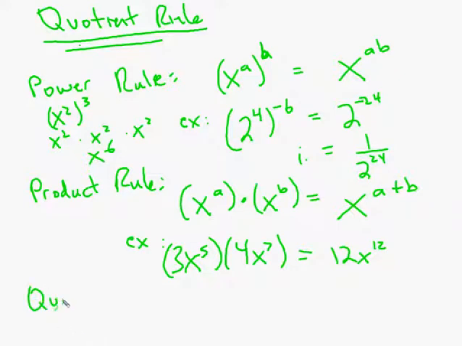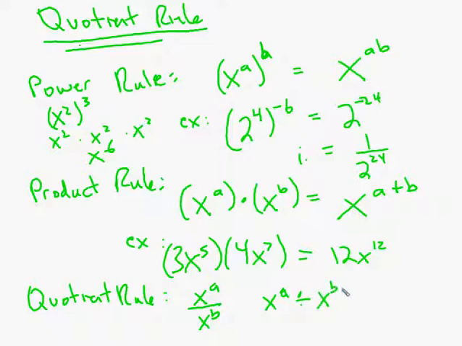We have talked about all of these actually. But formalized, our quotient rule is when we're dividing, and we could write that two ways. Maybe I have x to the a over x to the b. Or I could write it x to the a divided by x to the b. In either case, my answer is x to the a minus b.